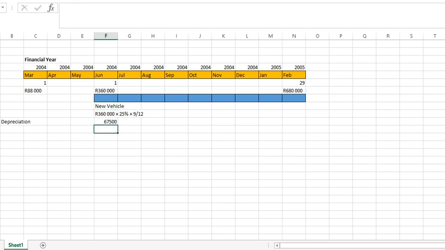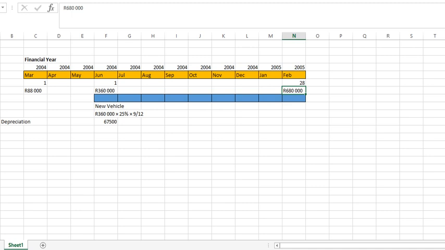But we also need to account for these older vehicles that we have. And in our older vehicles, at the end of the year, our balance towards these vehicles is 680,000 Rand. So that's all our vehicles, the cost price of all our vehicles on the last day of the financial year, being the 28th of Feb 2005. But we know that we bought this additional vehicle of 360,000 Rand on the 1st of June 2004. So we know that 360,000 Rand is included in the 680,000 Rand.